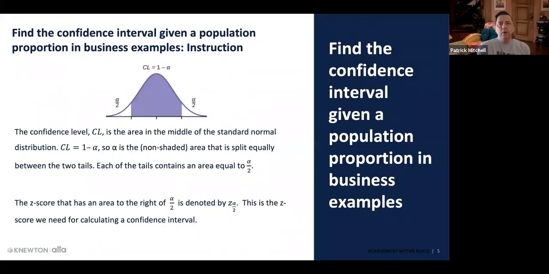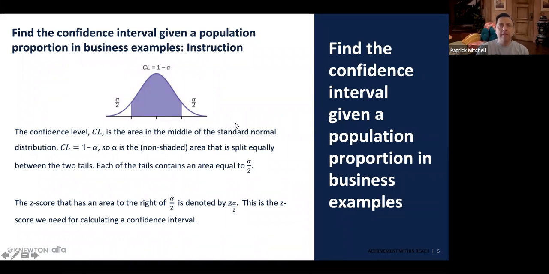So to review, this part is pretty much the same as what you've heard in previous videos. The confidence level, CL, is the area in the middle of the standard normal distribution. So this would be similar to part 1 of chapter 8. CL is denoted 1 minus alpha, so here is the area 1 minus alpha. Alpha is the non-shaded area that's split equally between the two tails.